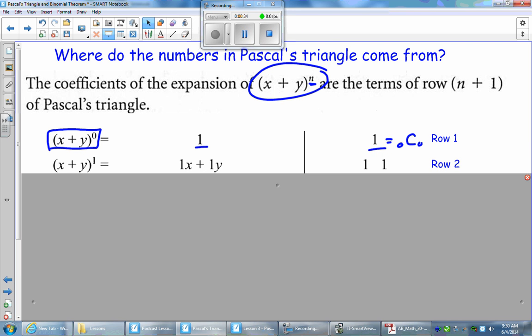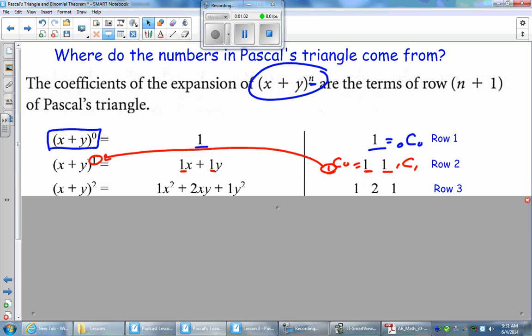Okay, we can keep going even further here. X plus y, if we raise it to a power of 1 this time, well, you just get the same binomial, so x plus y. You'll notice the coefficients here, 1 and 1, make up row 2. Remember, these two numbers are combinations as well. We have 1 choose 0, and 1 choose 1. Notice that the numbers in front do relate back to the exponent at the very beginning here.